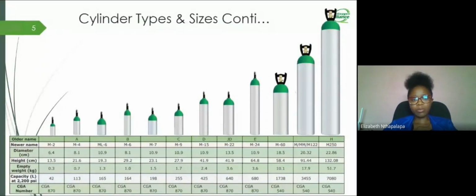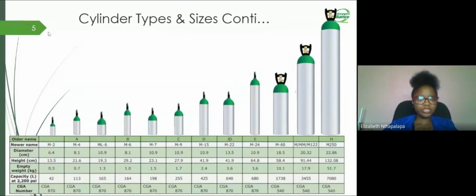Moving on, I will talk about the sizes of these cylinders. Oxygen cylinders come in various sizes, each with its own capacity and level of portability. The choice of a cylinder size depends on the specific medical application and also the patient's needs.